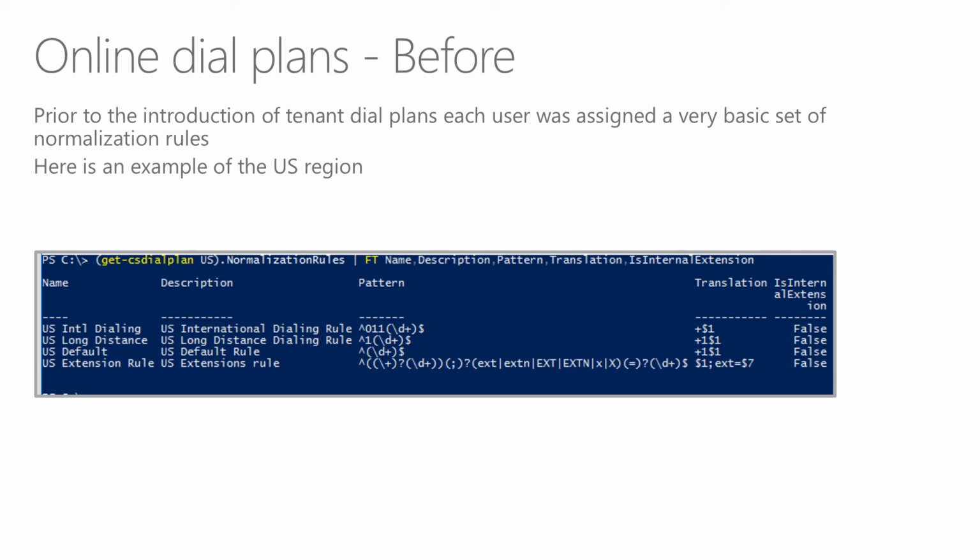Before we introduced tenant dial plans, each country or region that a user was hosted in Skype for Business Online contained a set of very basic normalization rules. On the screen here, you can see an example. We've run the cmdlet Get-CsDialPlan, and we've set the region to US. And we've taken a look at the normalization rules that are associated to that US region's dial plan. As you can see, there's a very limited subset of normalization rules that are being used. So keep this in mind as we go through the rest of this presentation.